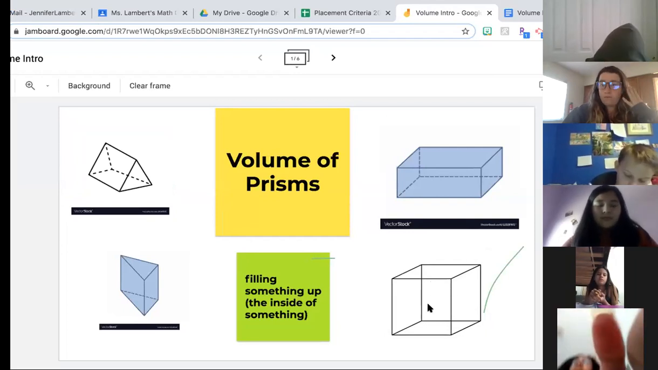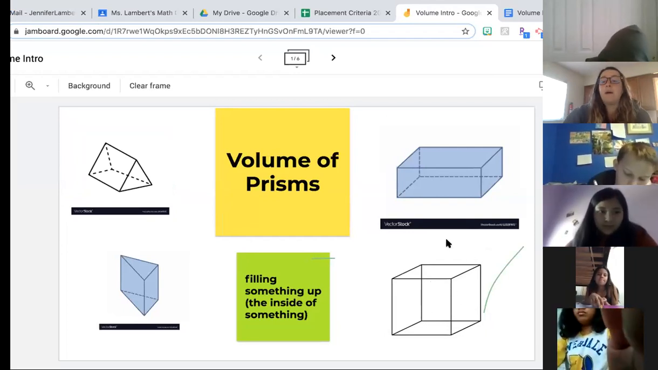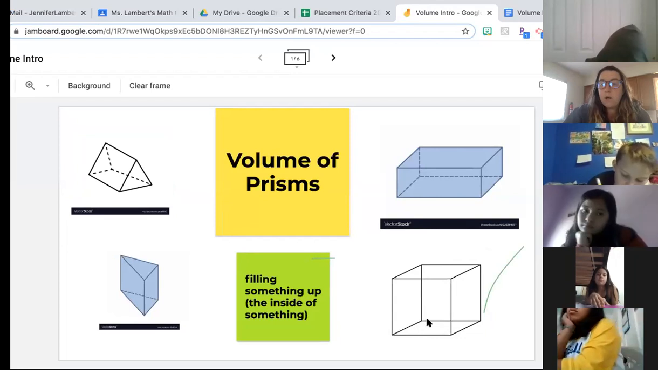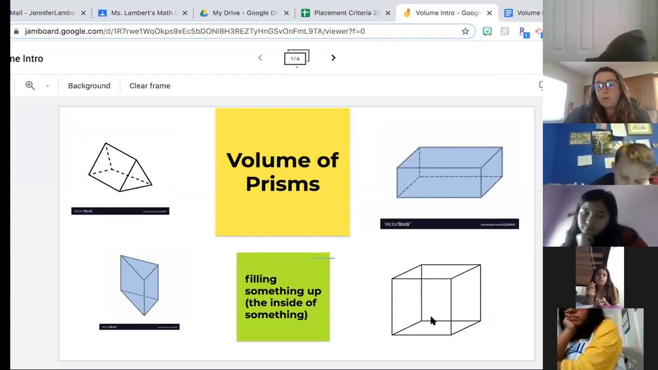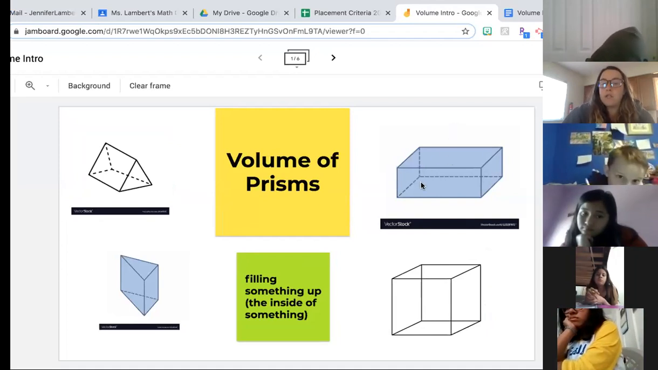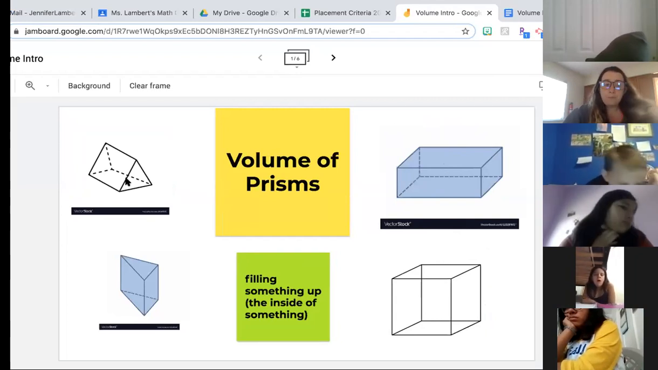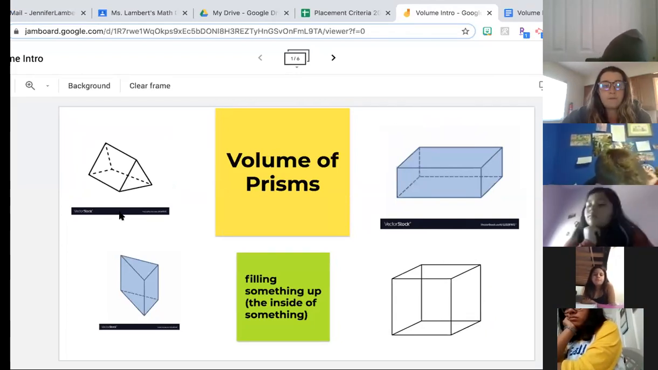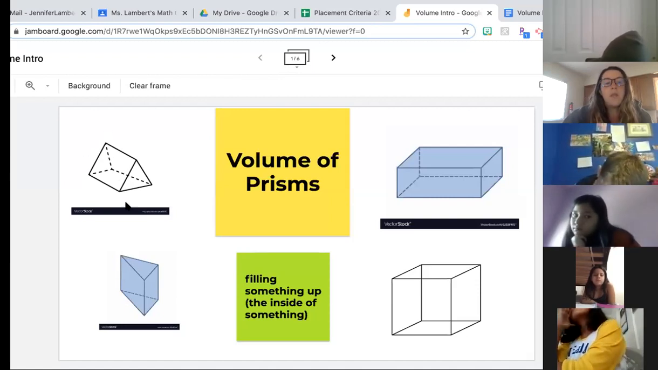if I was filling something up, so if I think about dumping water into this cube, where would the water go first? Well, it would go to the bottom of this and then it would fill up. If I was dumping water into this cube, it would fill up the bottom and then go up to the top. If we look to the left over here, both of these are triangular prisms, okay?